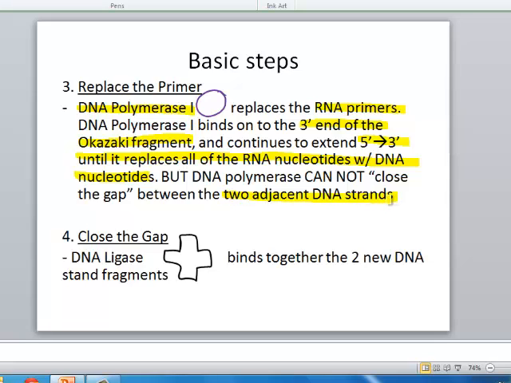That takes a totally different player, and that's in the unofficially named step, close the gap, which is where DNA ligase comes into play, and it's going to bind the 2 new nucleotide DNA fragments together. I always like to think of DNA ligase as kind of the glue step.